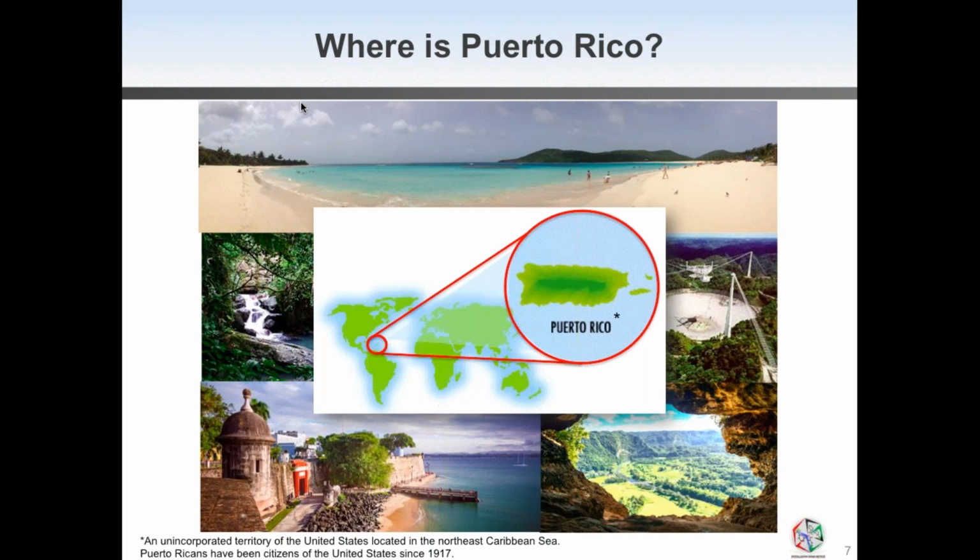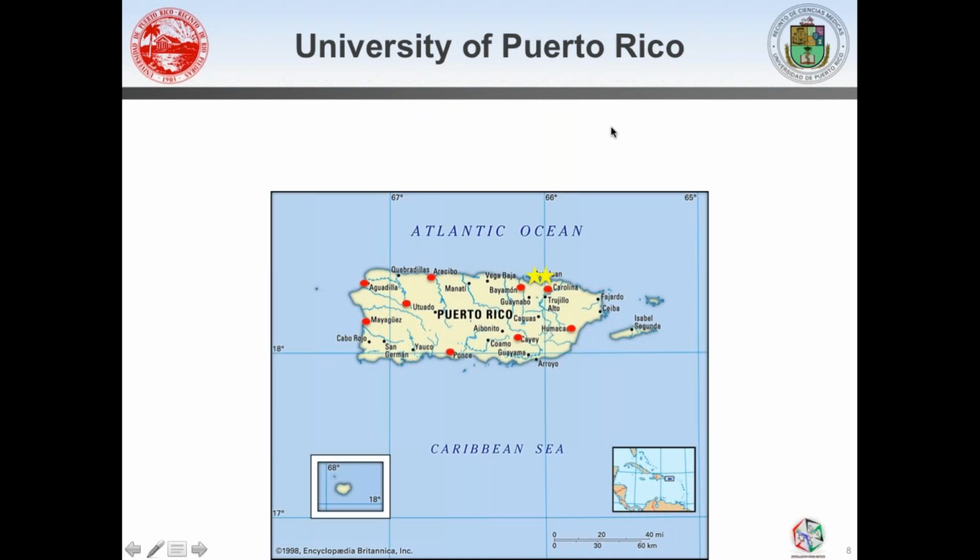Puerto Rico is a U.S. territory located in the Caribbean Sea, just southeast of Florida. We are famous not just for our beautiful beaches and breathtaking landscapes, but also for historical sites and for the research at the Arecibo Observatory. You might know it from a former James Bond movie. Besides the research at the Arecibo Observatory, we are also known for our research at the University of Puerto Rico. The University of Puerto Rico system is composed of 11 campuses distributed across our beautiful island.